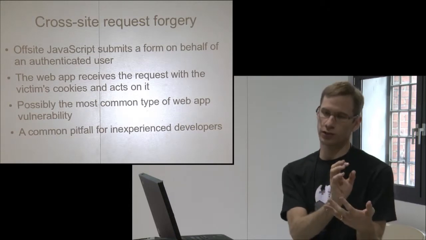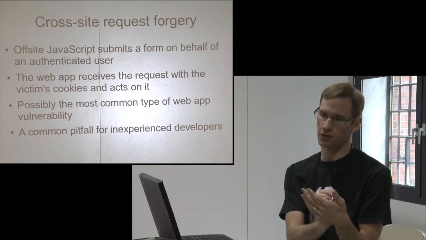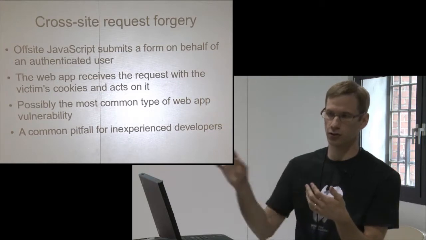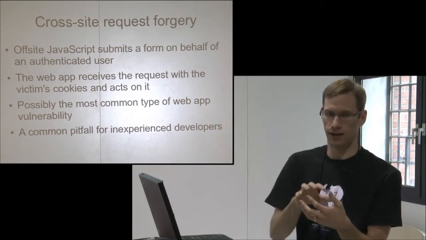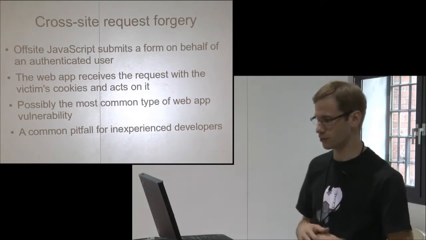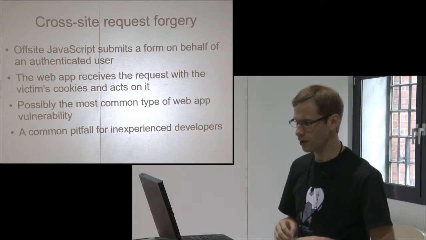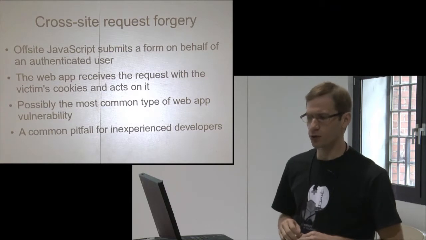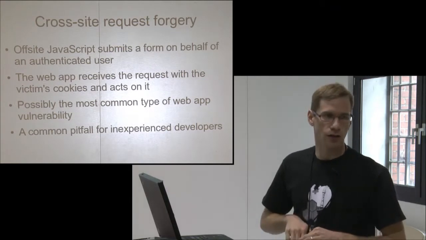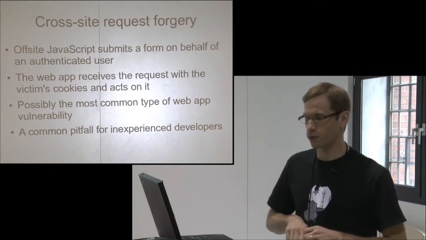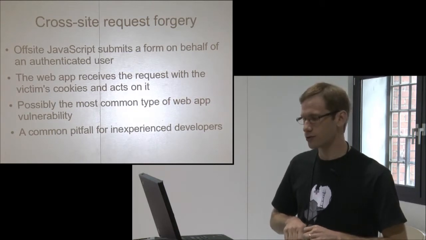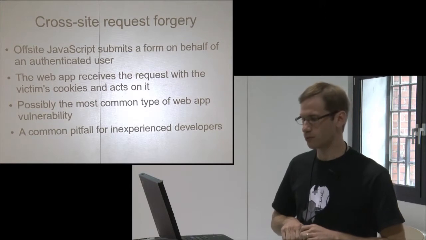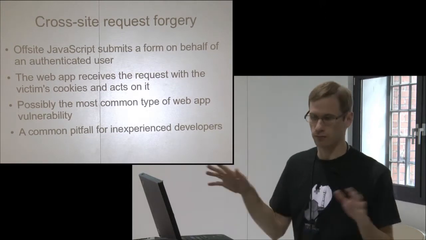So if you're logged into some sensitive web service, like your bank, and you go to some external website, that external website can then attempt to attack your bank logged in as you, right? It's probably the most common type of web app vulnerability. It's a very common pitfall for inexperienced developers. So, you know, it's not so common on MediaWiki, but it's extremely common in the world in general.